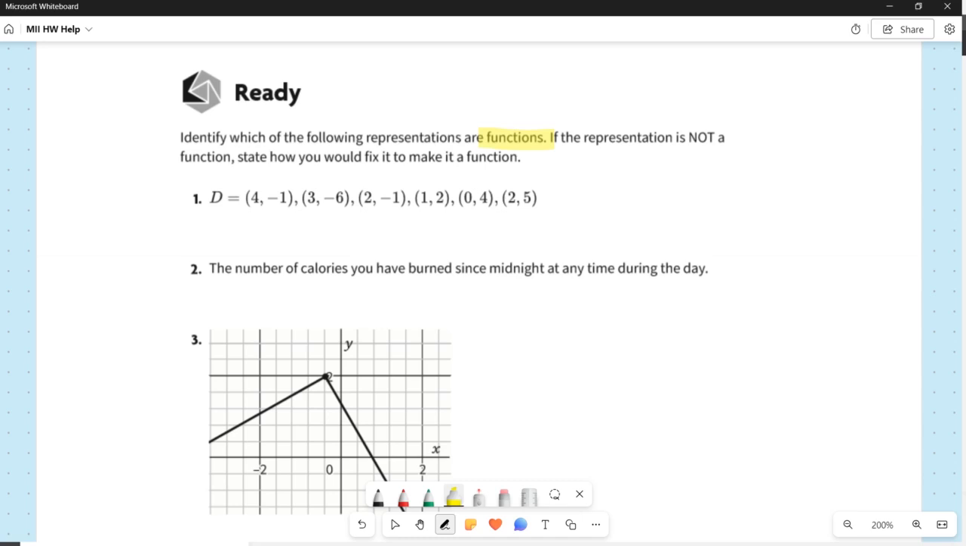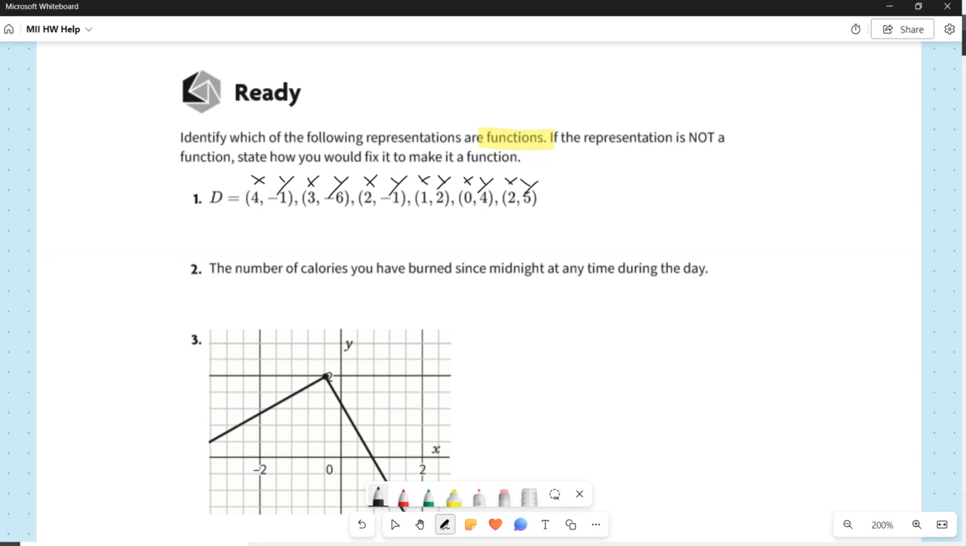So, question number 1. This mathematical relationship, called D, is given to us as a series of XY pairs. So XY, XY, XY, XY, XY, XY.